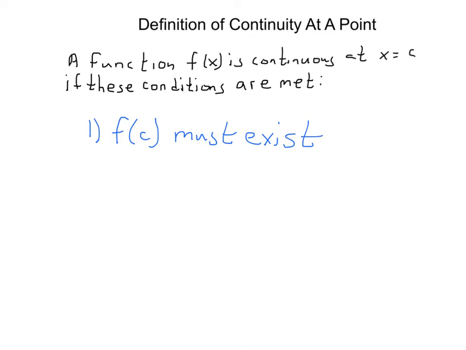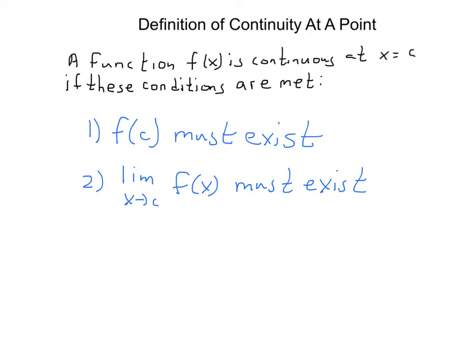Number two, the limit as x approaches c of f of x must exist. A function cannot be continuous at x equals c if its limit as x approaches c does not exist. So you have to be approaching the same values from the left and from the right. Now, a lot of people think, wait a second, isn't that enough for me to say that a function is continuous at x equals c? And actually, no, it's not.